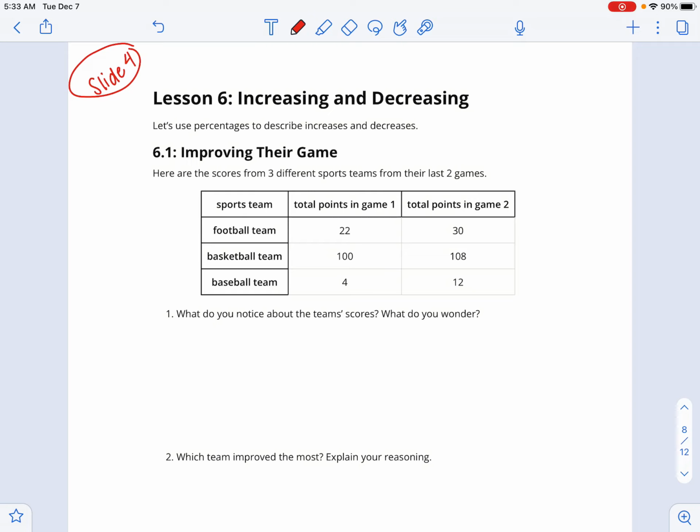(6.1) Improving their game. Here are the scores from 3 different sports teams from their last 2 games. 1. What do you notice about the team's scores? What do you wonder? 2. Which team improved the most? Explain your reasoning. Please pause this video to answer questions 1 and 2.